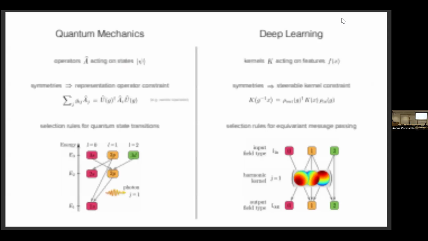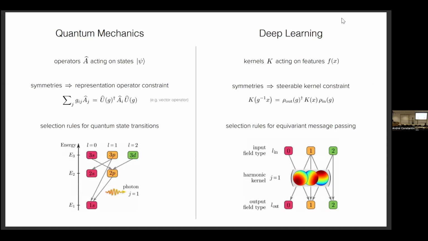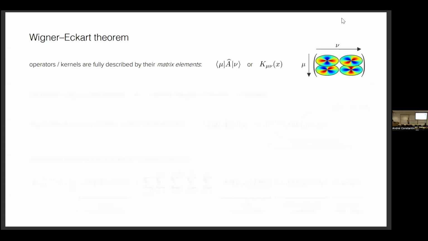Another analogy is that these symmetries actually imply selection rules between quantum state transitions in physics. We have similar selection rules where certain kernels only allow mapping between specific representations of feature fields. So there's something very similar here. These selection rules are described by matrix elements of these operators or kernels, specifically the non-zero matrix elements. The theory describing that is the Wigner-Eckart theorem in physics. We have a generalized version of that for steerable kernels.